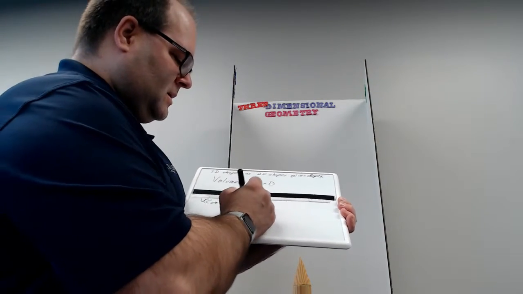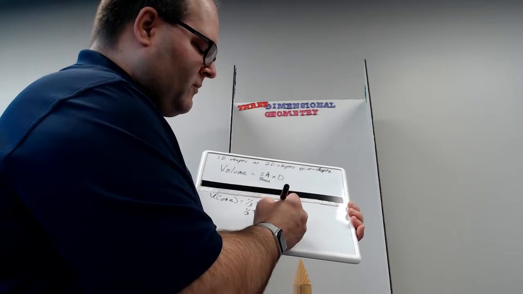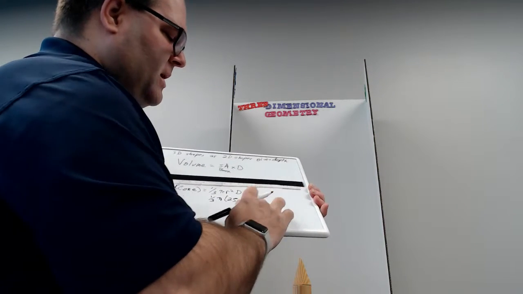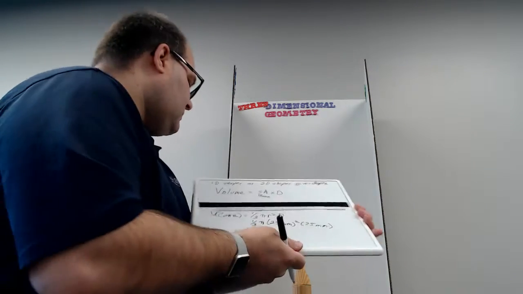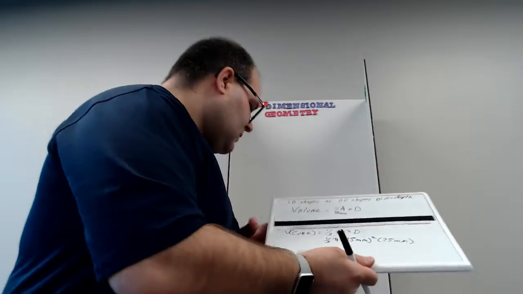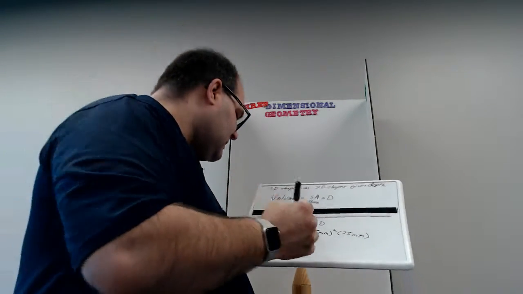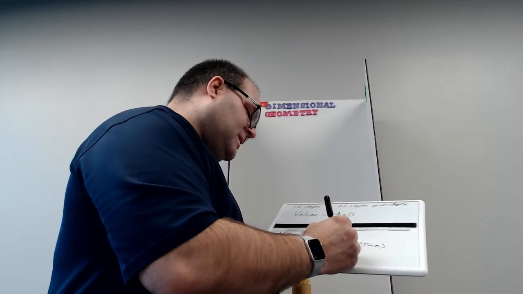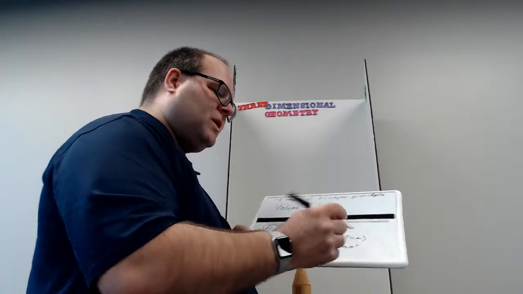So our base again is 25 millimeters. Our height is still 3 inches or 75 millimeters. So we're going to take our previous value and divide it by 3, or we can do this calculation again and we get that this is 49,087.385 cubic millimeters.